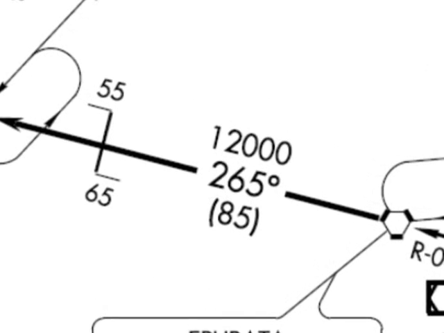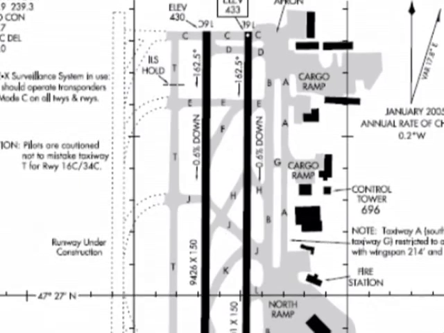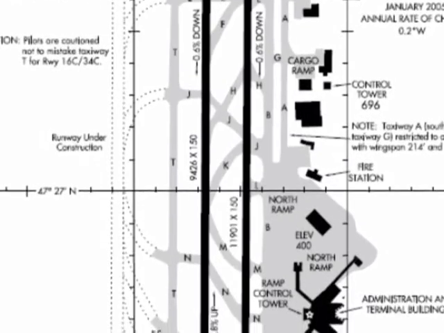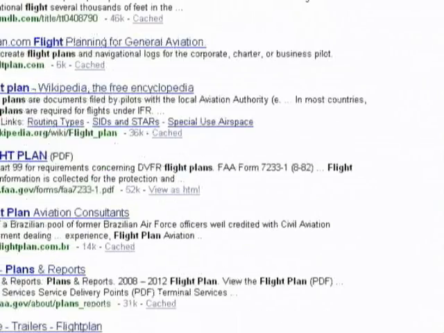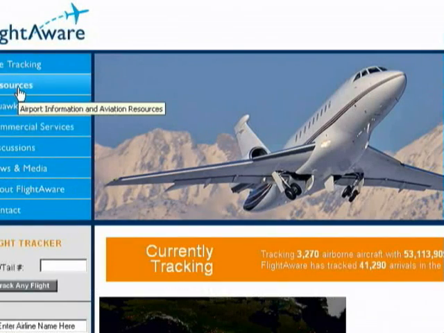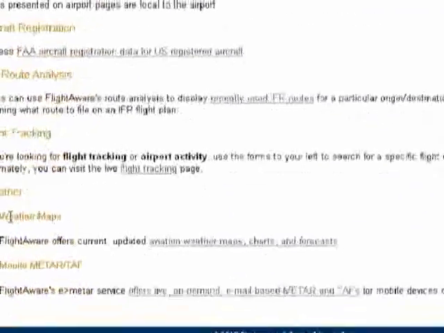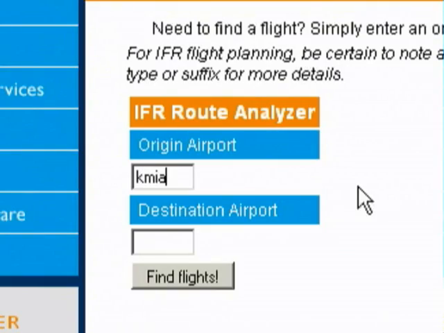While filing a proper flight plan is not in the scope of this tutorial, it's the beginning stage of identifying what chart to use and where to get it. The internet is loaded with websites that will prepare a flight plan for you, but one of my favorites is flightaware.com. Simply navigate to the site and select Resources from the left-hand side. Navigate to Recently Used IFR Routes, and you're ready to enter your departure and destination airport.